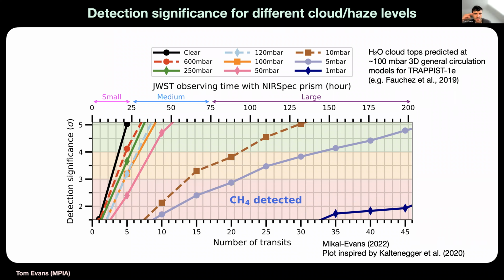So again, medium programs could, in principle, give detections of methane if cloud and haze is restricted to pressures of 50 millibar or higher, while a large program would be needed if there's cloud or haze at 10 millibar. For cloud or haze at lower pressures, 5 sigma detections, again, wouldn't be possible for under 200 transit observations.